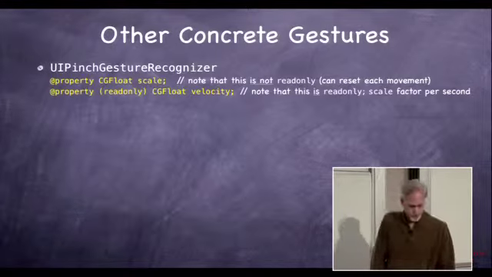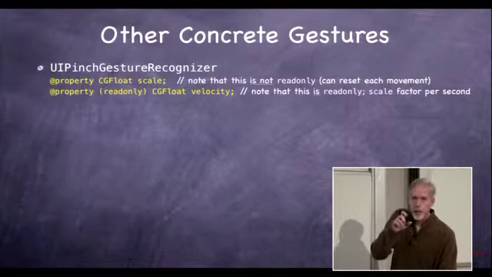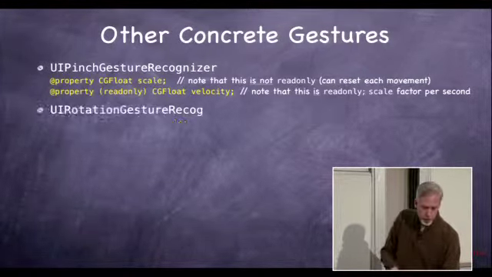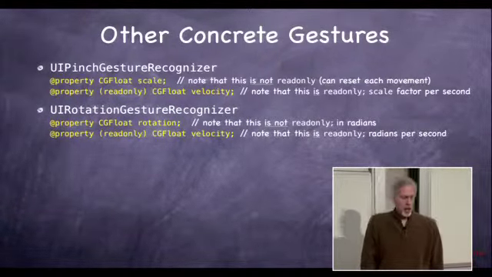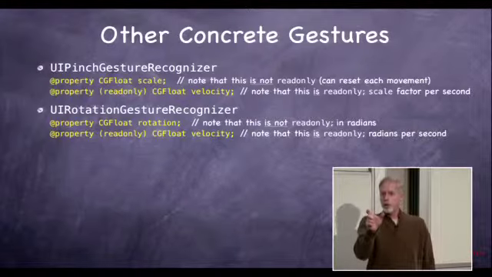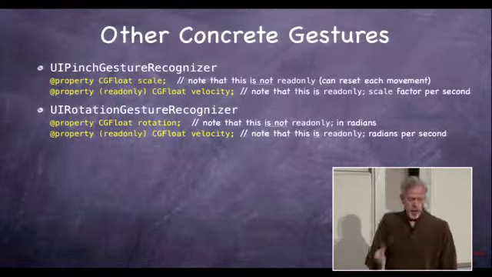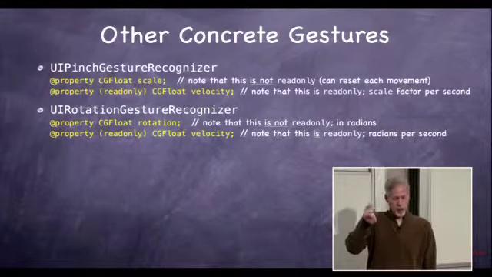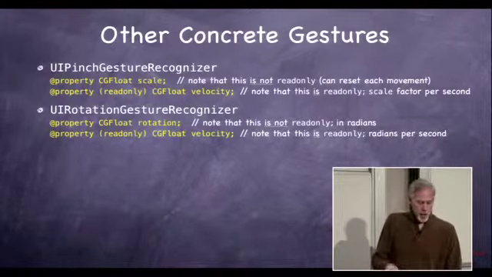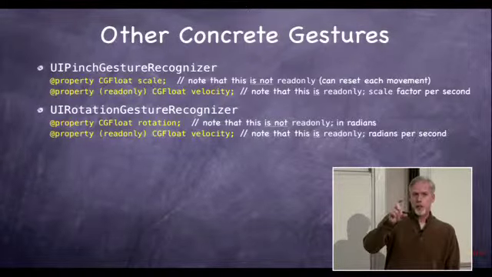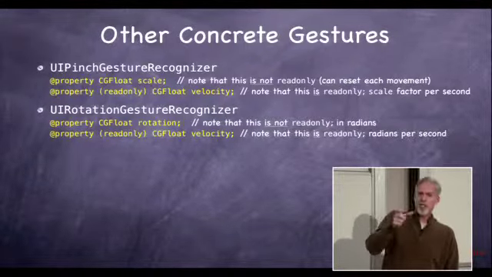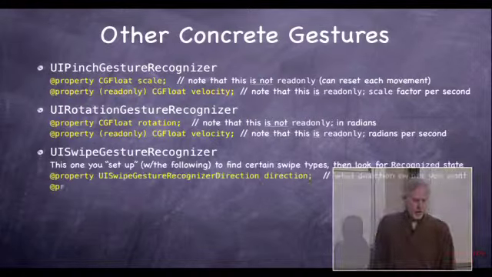And then velocity, same thing here. It's the velocity that's moving, and that's in scale factor per second, how fast the scale is changing. Rotation gesture is 2 fingers down, turn, right? That's kind of a cool gesture. The velocity is angular velocity in radians. And the rotation, yeah, it's in radians, right? So make sure you realize it's in radians, not degrees or something. And you can reset that also.